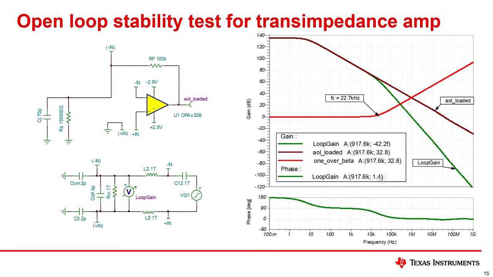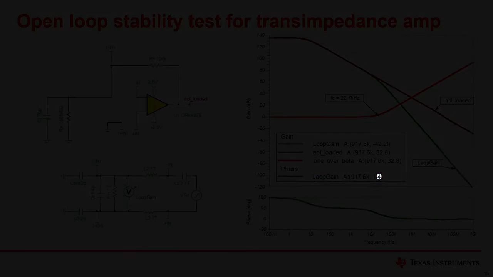Doing the standard open-loop stability test shows that 1 over beta has a zero at 22.7 kHz. The 1 over beta curve intersects AOL with a rate of closure of 40 dB per decade, so the circuit is unstable. Also, the phase margin is 1.4 degrees, which indicates significant stability issues.